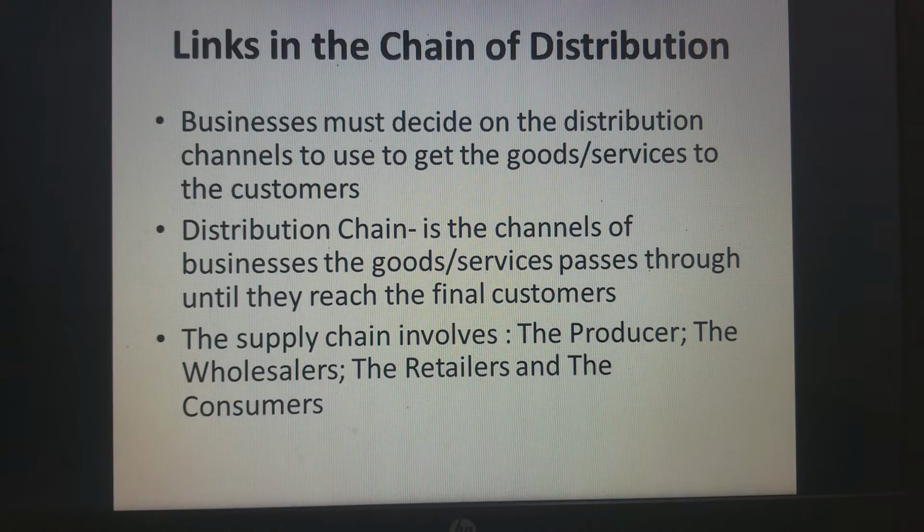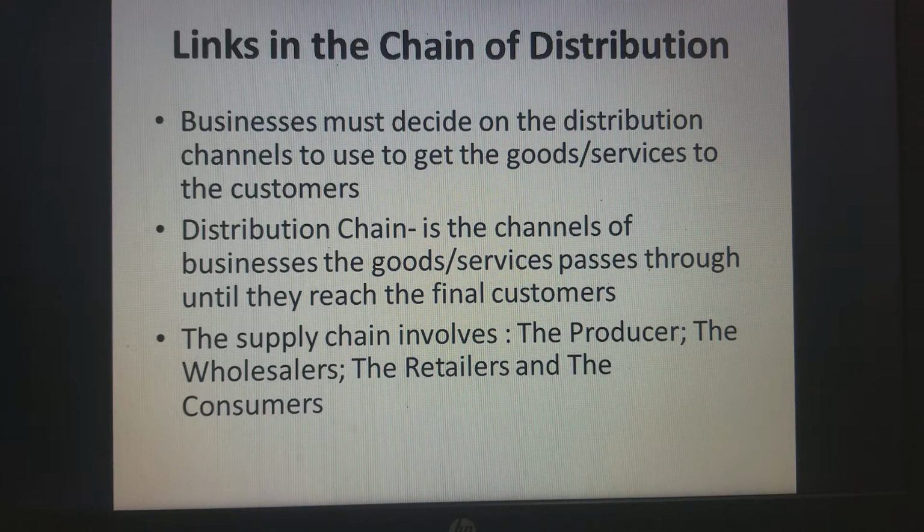We're now going to look at the links in the chain of distribution. Businesses must decide on the distribution channels to use to get the goods and services to the customers. They must decide on the best channel. Now, the distribution chain is the channels of businesses the goods and services pass through until they reach the final destination.